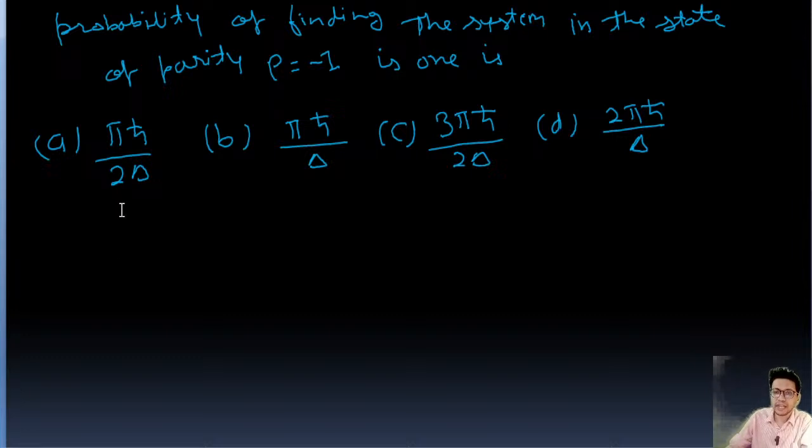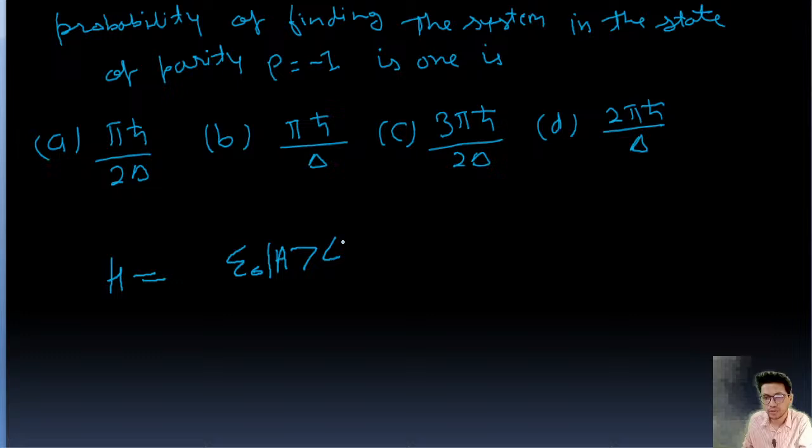Okay, so first we'll write whatever we have been given. We have been given H, the Hamiltonian of the system, and that is epsilon 0 ket A bra A, and epsilon 0 plus delta ket B bra B.